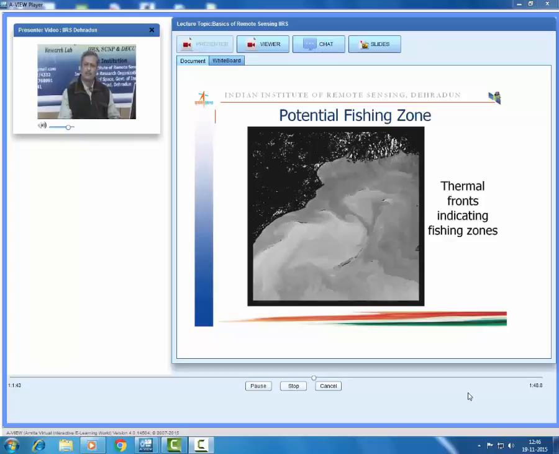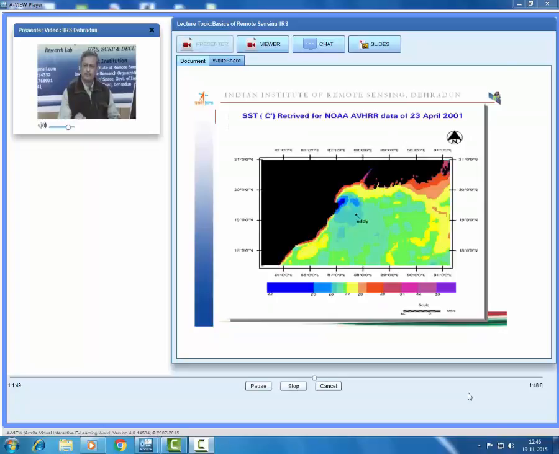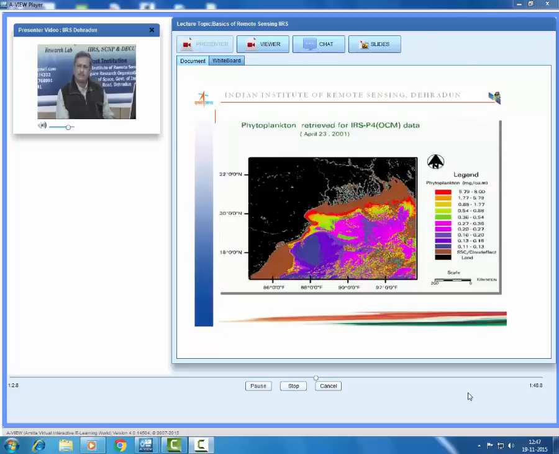But afterwards, when IRS-P4 data became available, things became much easier and much more authentic. The fishes are mainly concerned about the chlorophyll and the sea surface temperature. So the SST we retrieve from NOAA-AVHRR data is an example on 23rd April 2001. Then the phytoplankton on the same date we retrieve from the IRS-P4 Ocean Color Monitor.